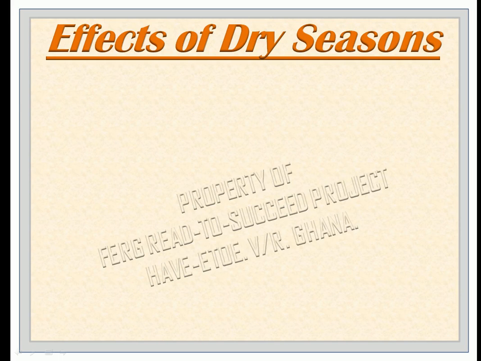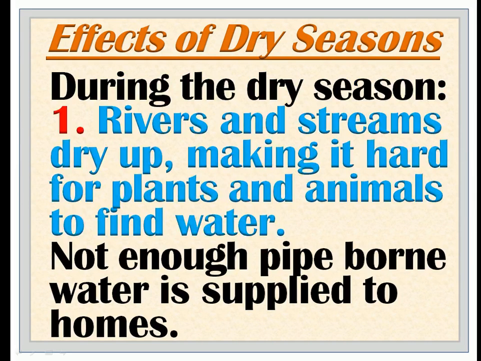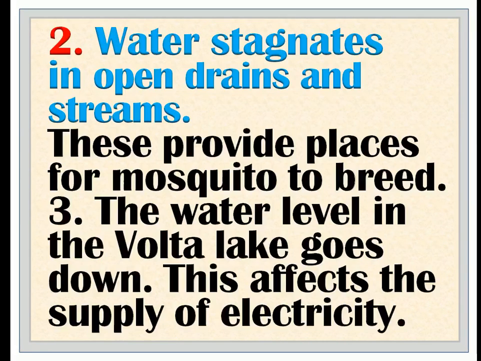Effects of dry seasons. During the dry season, 1. Rivers and streams dry up, making it hard for plants and animals to find water. Not enough pipe-borne water is supplied to homes.